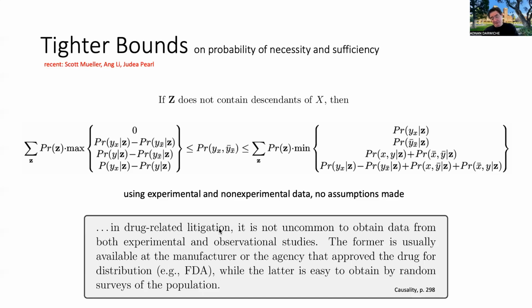In drug-related litigation, this is where the person would be alive but for the drug. So if someone took the drug and died, would they be alive if they had not taken the drug? We're trying to compute the probability of necessity. In drug-related litigation, it's not uncommon to obtain data from both experimental and observational studies. The former is usually available at the manufacturer or the agency that approved the drug for distribution. That's the standard procedure for approving drugs: you do experiments, you get people, have control groups, say, take the drug, take the placebo. While the latter is easy to obtain by random surveys of the population.